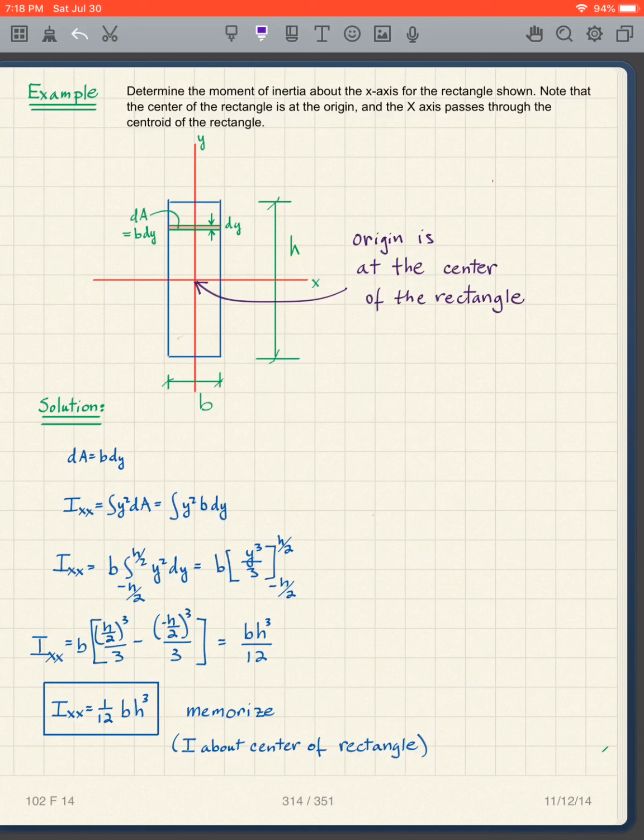And so it's going to be B times the integral of y squared dy, and I'm taking it from negative h over 2 to positive h over 2. The integral of y squared gives me y cubed over 3. I evaluate it between h over 2 and negative h over 2. Just plugging that in, I get this expression, which we can reduce to bh cubed over 12. So IXX is 1/12 bh cubed. That's the typical way people express it. You should memorize this. This is the moment of inertia of a rectangle about an axis that goes through its center, so it's I about the center of the rectangle, and we have to say that it's a horizontal axis.